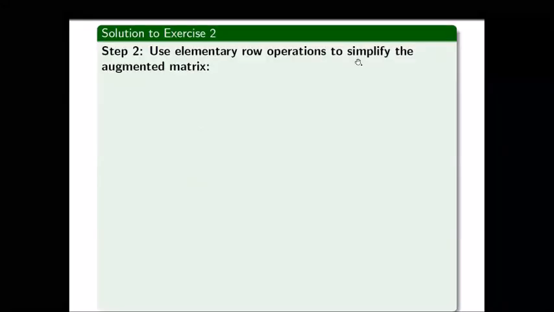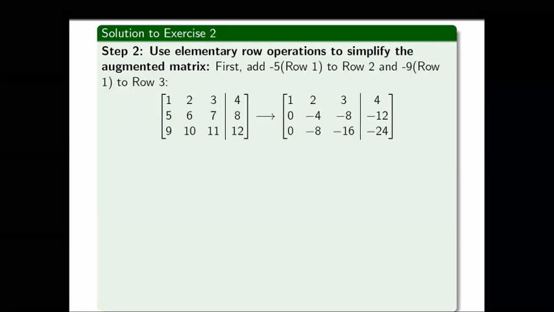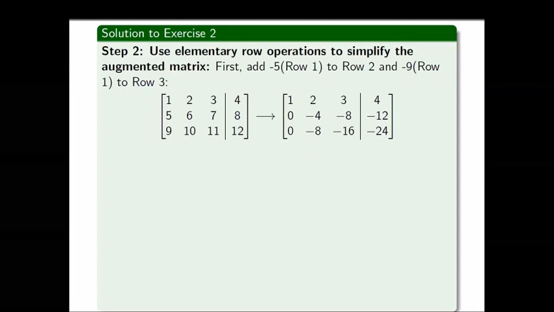Our second step would be to use elementary row operations to simplify the augmented matrix. So for example, we'll first start by adding -5 times row 1 to row 2 and -9 times row 1 to row 3. The reason we're doing it is because by doing that, we eliminate the first term in both row 2 and row 3, making these two equations a little simpler than before. And that's the gist of it. That's what we are heading towards.